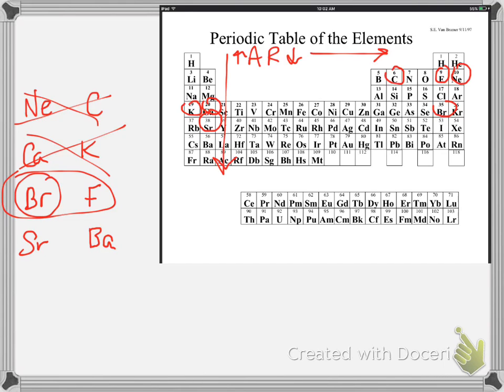We have strontium and barium. Strontium would have the smaller radius because it is further up the group, so that's not it either. So number 9, the answer would be C. Bromine would have the smaller atomic radius.